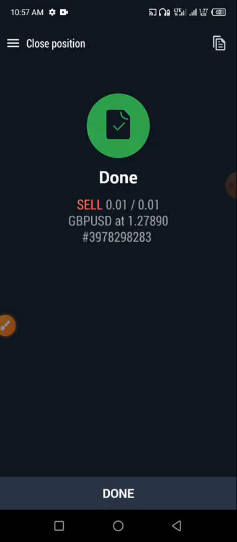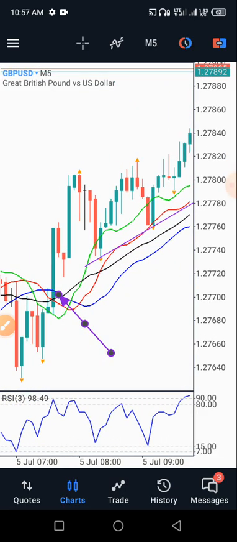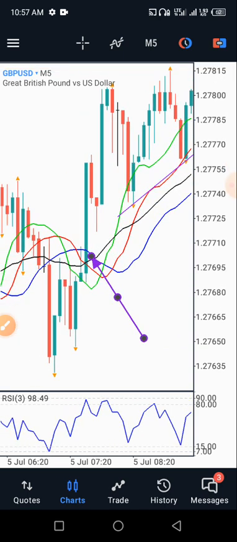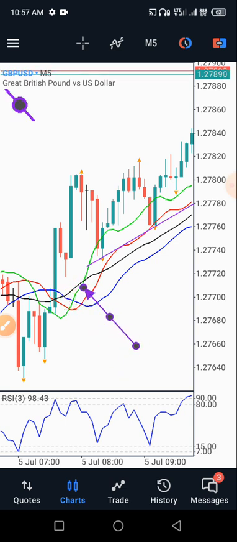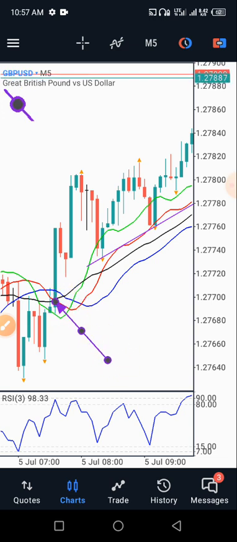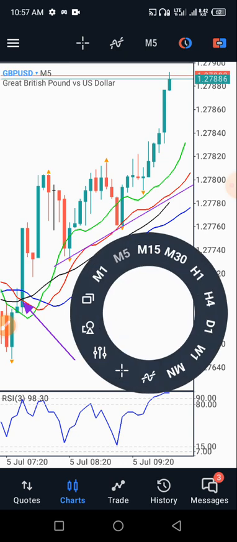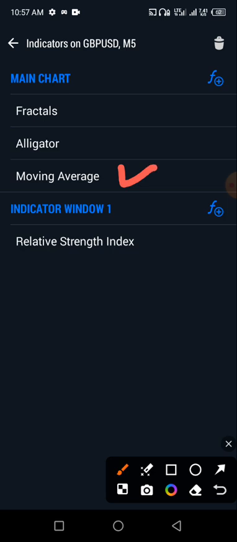The way this strategy works is that whenever we are in an uptrend, we want to enter the market using these indicators we are seeing here. Don't be confused, I will explain how to make use of these indicators. The first indicator you want to add on your chart is this moving average, because that's what we use to determine the trend of the market.